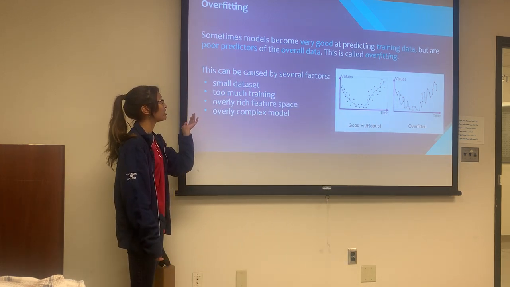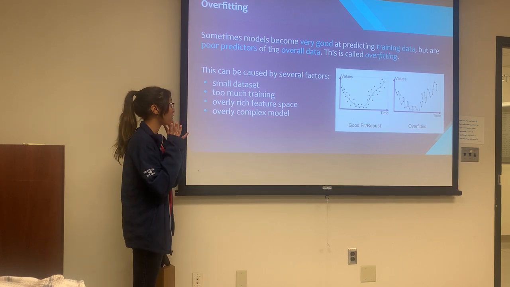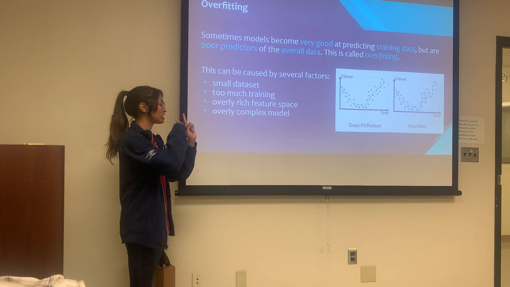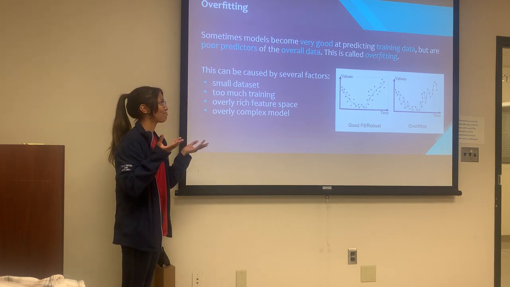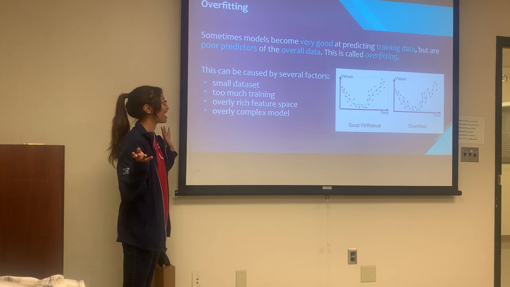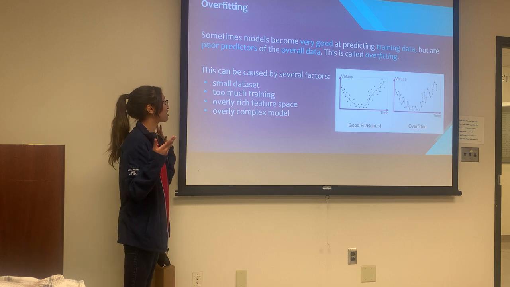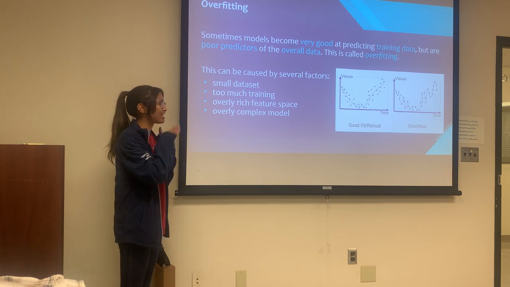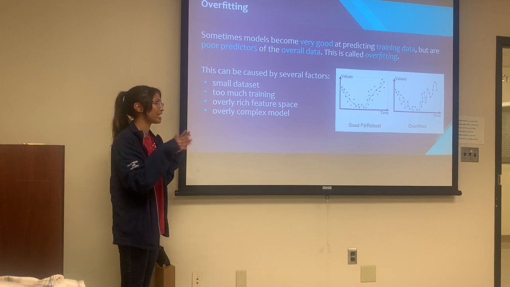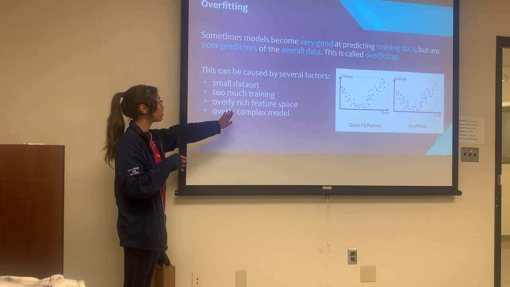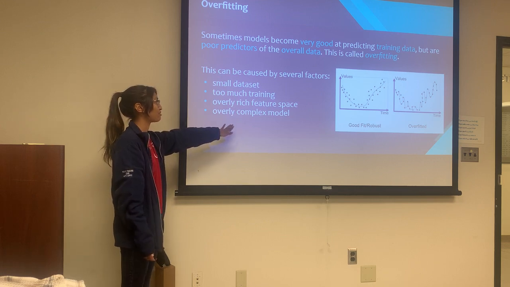Some things that could cause your model to overfit are a really small data set. If you only have 2 points, it's going to be a line between those 2 points, which is not a good indication for any other data. Too much training is another cause, because it's just looking over the same things and finding very specific patterns to the data that you have. And also an overly rich feature space or overly complex model.